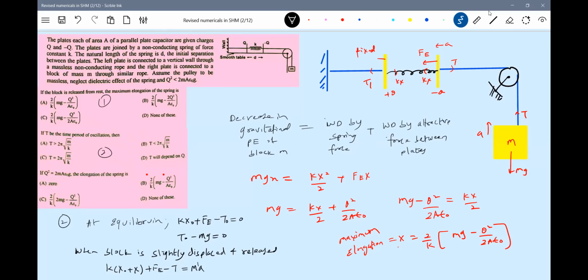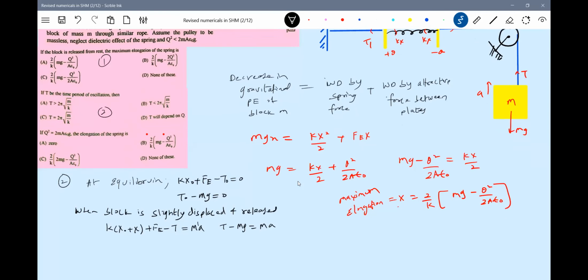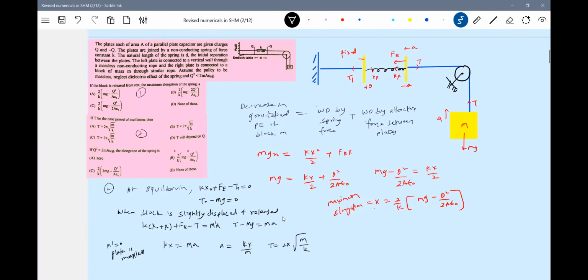Okay, no problem. We'll write M dash. Then this will become T minus Mg equals Ma. I think M dash is 0, and T will get cancelled out. So the resulting equation will become only Kx equals M dash a, and M dash is 0 as the plate is massless. You need not get scared. Very, very simple equation it is. This gives the expression for the time period.